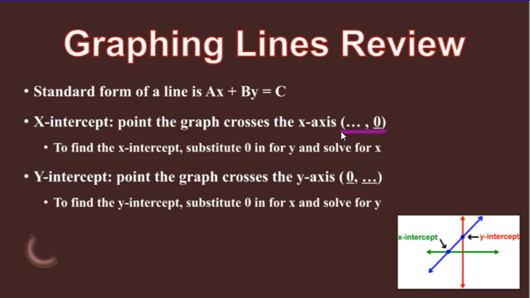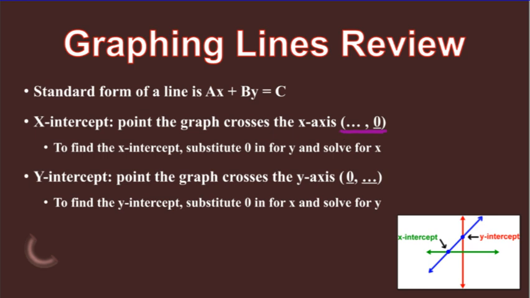Your x, if it crosses the x-intercept, that means you're looking to find out where it crosses the x-axis. That means your y is going to be 0. So to find the x-intercept, you substitute 0 in for y and solve for x.